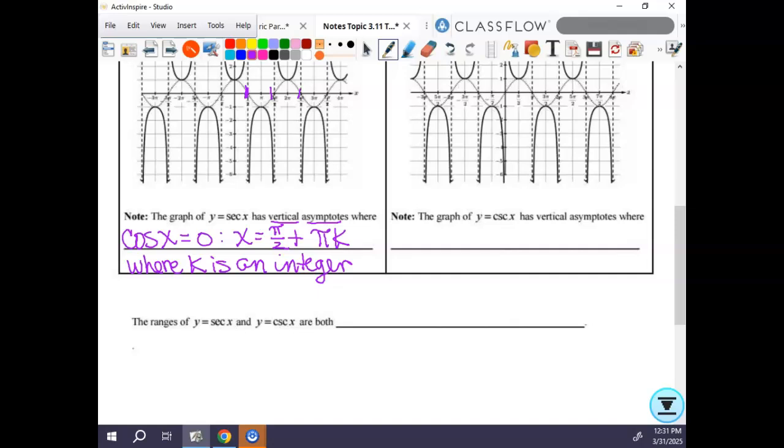Then we have cosecant. Cosecant is the reciprocal of sine. So cosecant has vertical asymptotes where the sine of x equals 0. When is the first time on the unit circle that sine is equal to 0? At 0, right? And see, we have a vertical asymptote right here at 0. And then they happen every pi units. So since it's at 0, I don't have to even put 0. I just get x equals pi times k, where k is an integer.